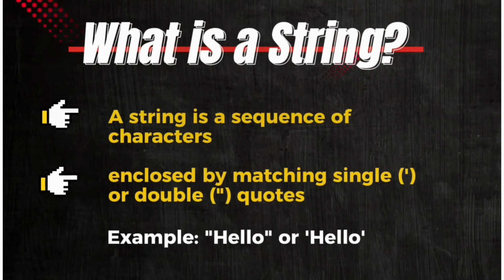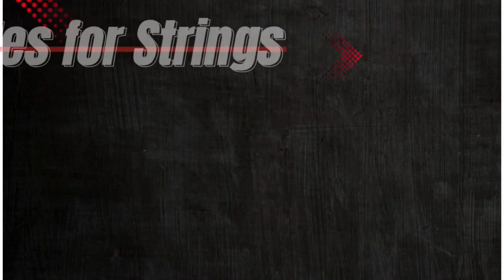In Python, a string is simply a sequence of characters. It can be letters, numbers, or symbols. You can type anything on your keyboard, and to make it a string, you wrap it in either double quotes or single quotes. Both work just fine.